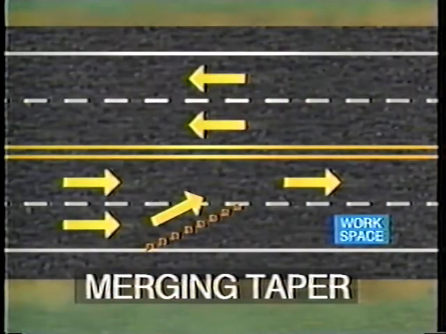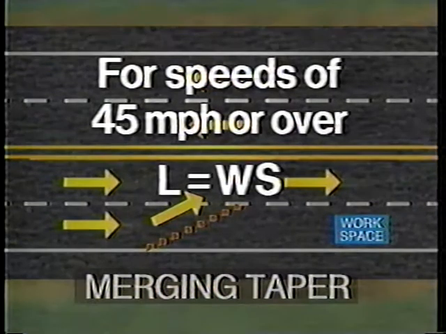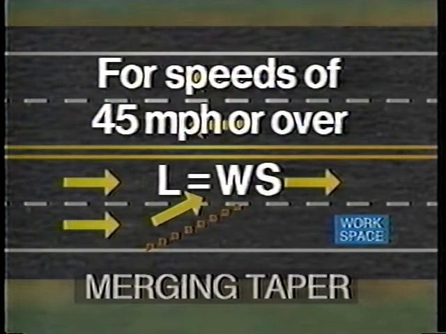The length of each type of taper is very important and is determined by several factors. Let's look at each of these factors in more detail. The length of a merging taper which is used to close a lane is determined by the speed of traffic and the width of the lane to be closed. The 2 formulas for determining the length of tapers for lane closures are discussed in the Manual on Uniform Traffic Control Devices. For speeds of 45 miles per hour or greater, the merging taper length should be at least the width of the lane multiplied by the posted speed or the observed operating speed.